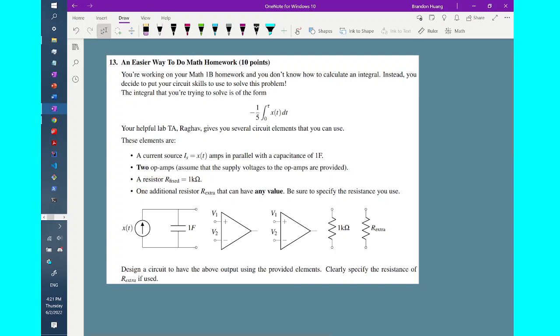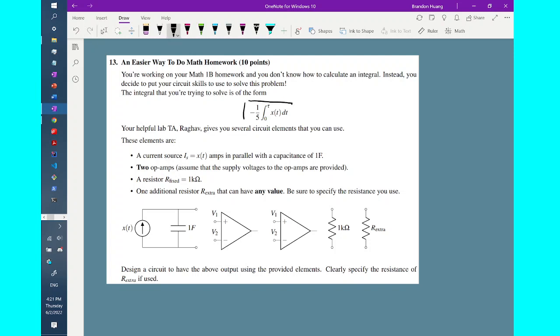Let's talk about the last question on this final exam, which is question 13. So now we're doing a virtual Math 1B homework, and instead of calculating this integral by hand or by calculator or by any Math 1B cheat trick, we're actually going to calculate this integral by a circuit instead, by having to build it and design it ourselves. Which is, to be honest, quite a good practice, I guess.